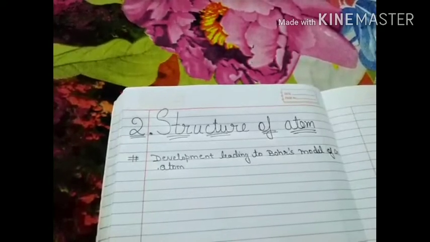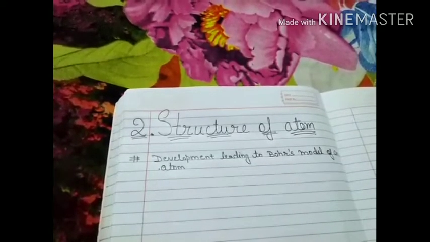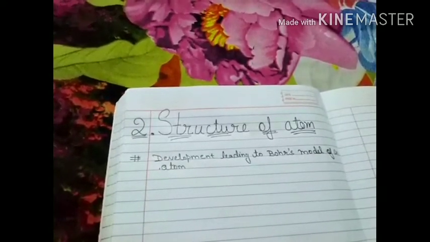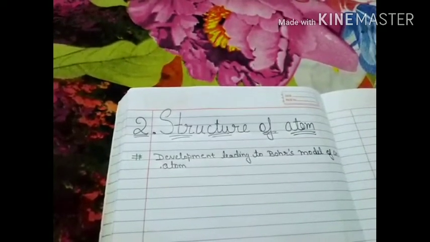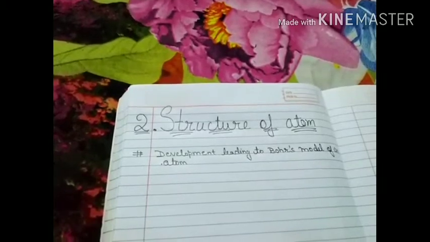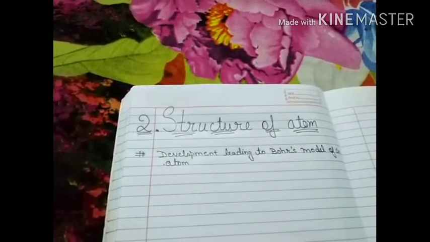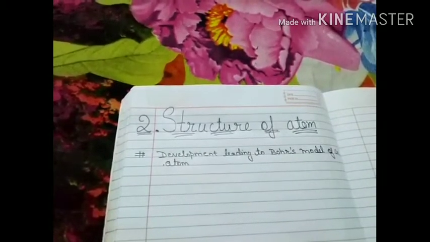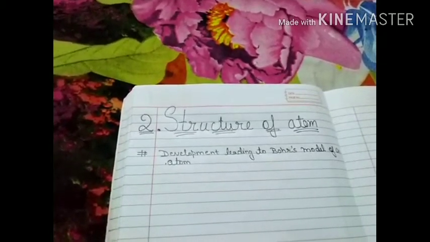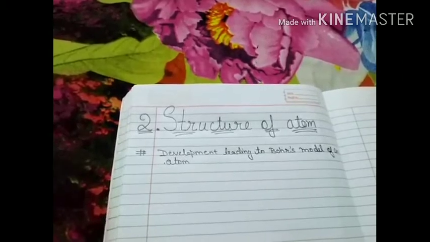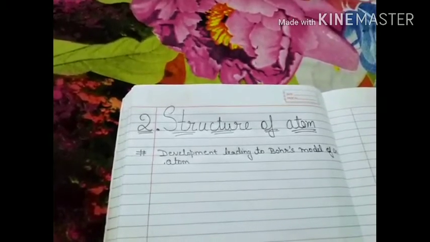We were doing lesson number 2, your structure of an atom. The topic for today's video is development leading to Bohr's model of an atom. What were the factors, the reasons for the discovery of Bohr's model of an atom? We'll discuss them all one by one, so we'll start with the very first.